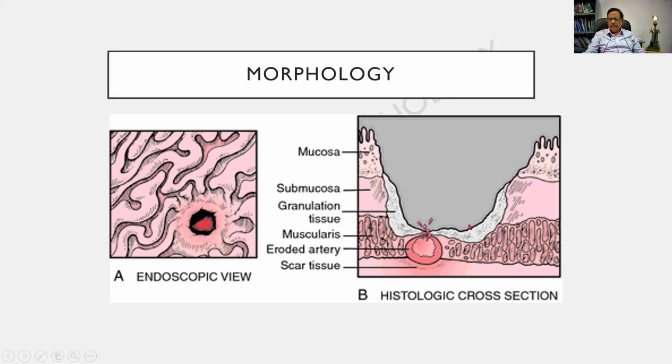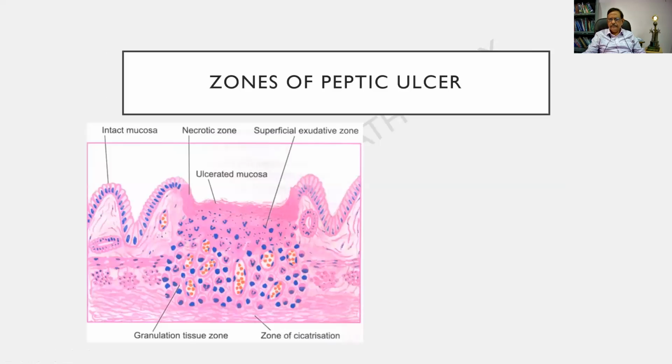And in the floor of the ulcer, there will be the granulation tissue. Sometimes there can be an underlying blood vessel. And when it is too deep, there can be an erosion of the blood vessel producing massive hematemesis. These are the zones of the peptic ulcer we should memorize, and it is part of the essay question.